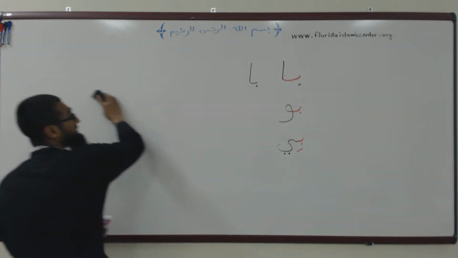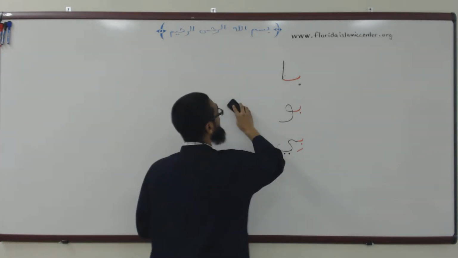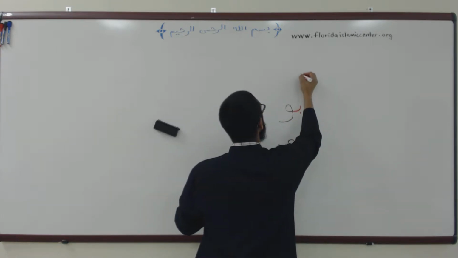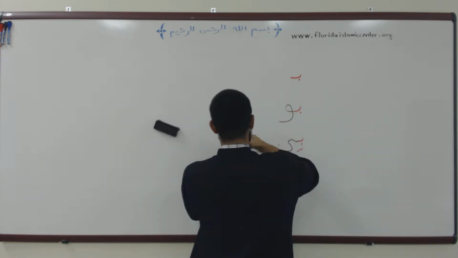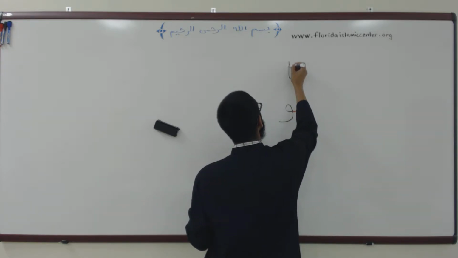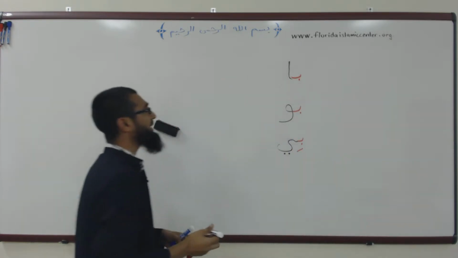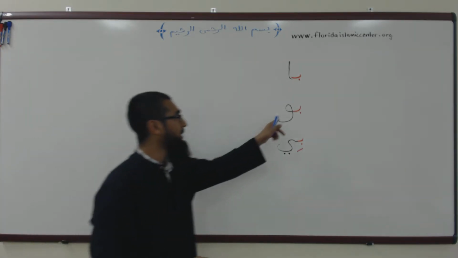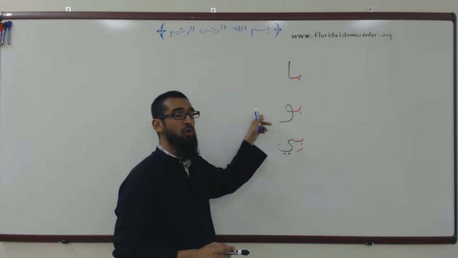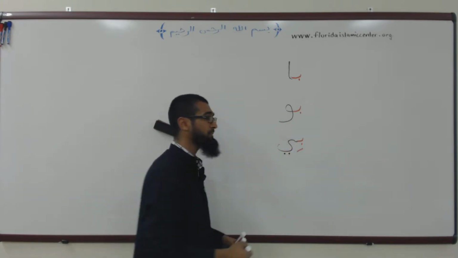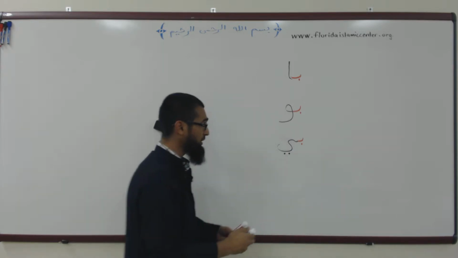So let me erase this. All right, this is pretty good. Just ba, and we're going to add an alif to it. So ba with an alif gives you baa. A ba with a waw gives you boo. And a ba with a ya gives you bee. You've got to make sure you stretch it.